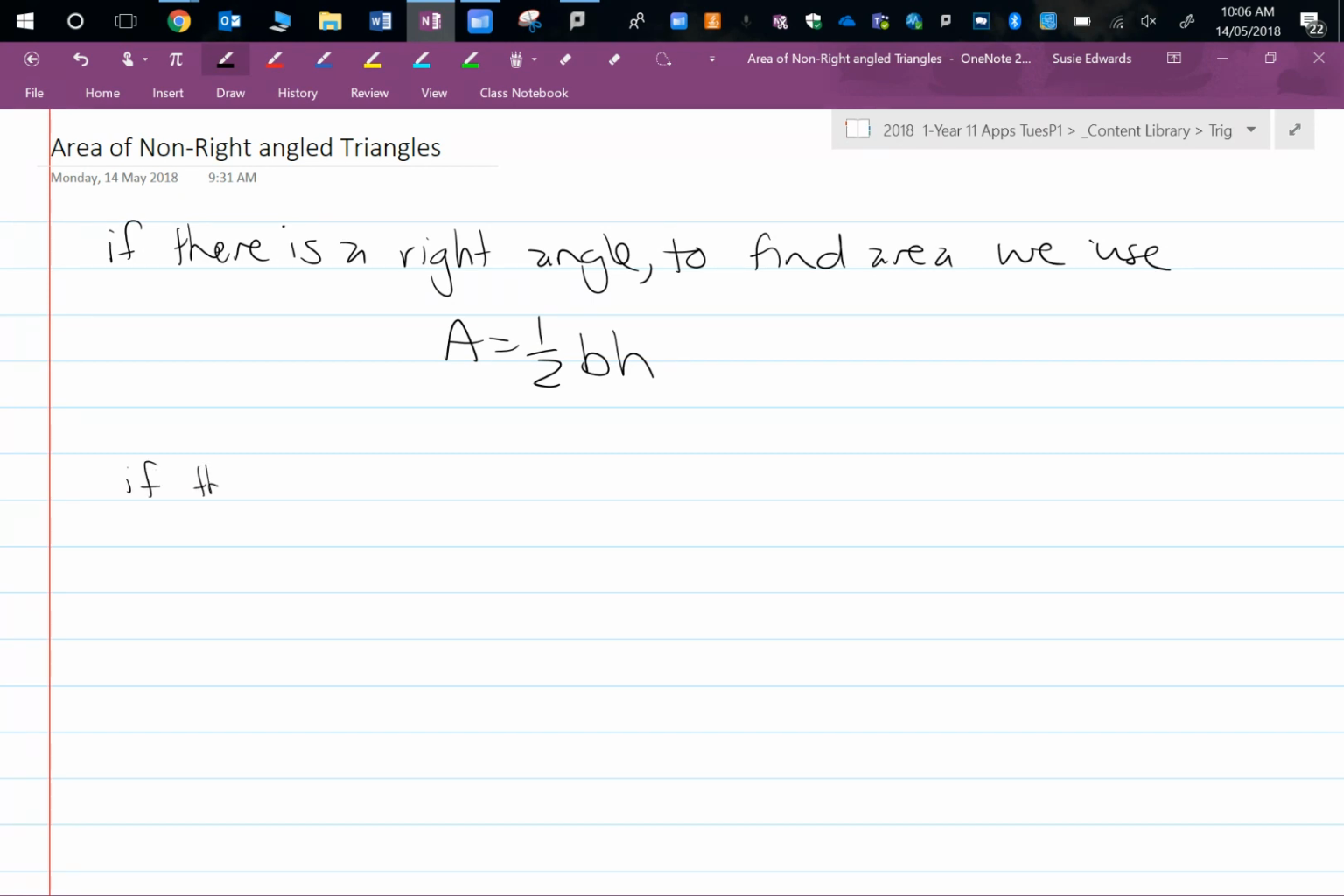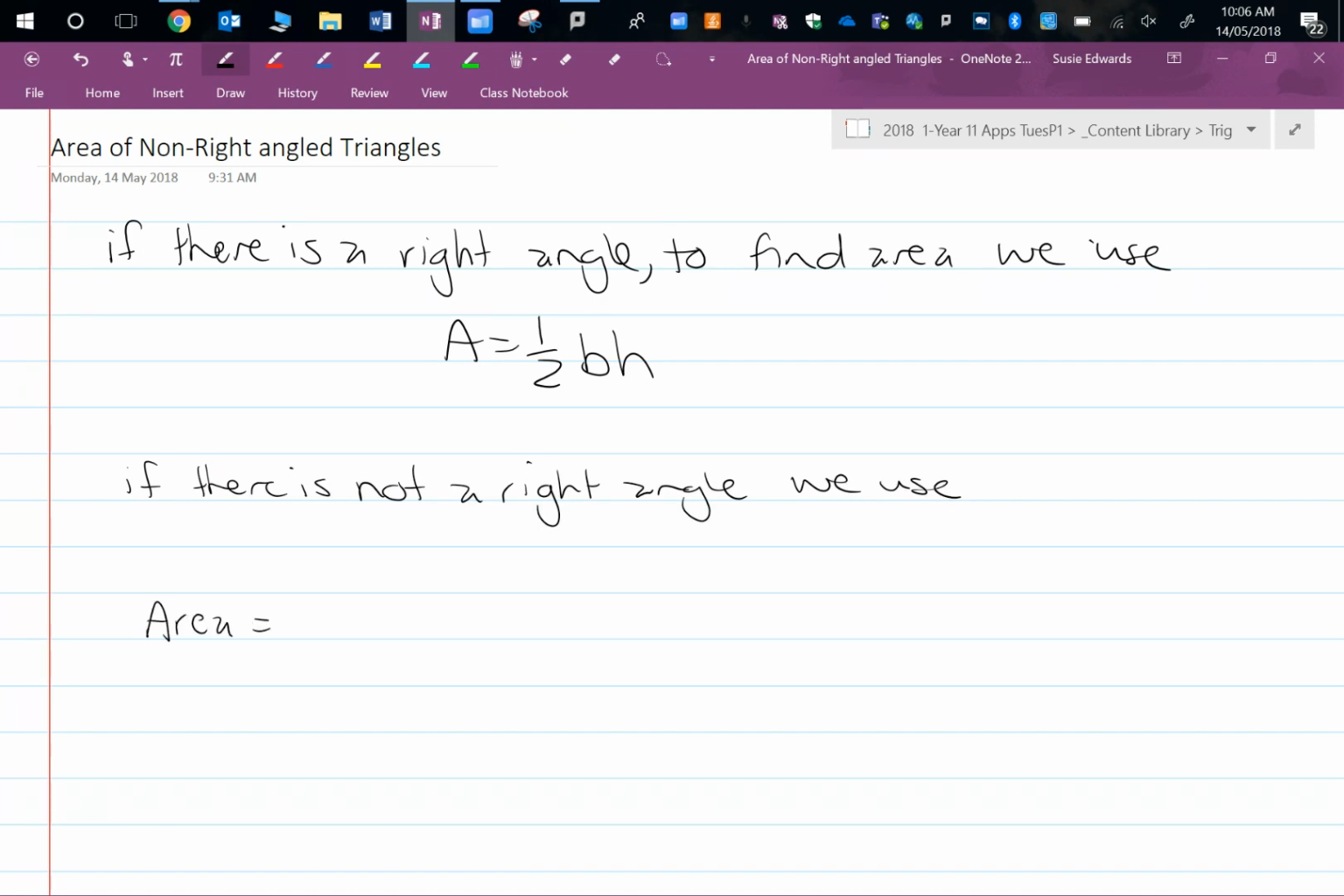If there is not a right angle, it's a bit harder. However, we can use two different formulas. And usually I use this one. The other one's a little bit more complicated, but that's all right.